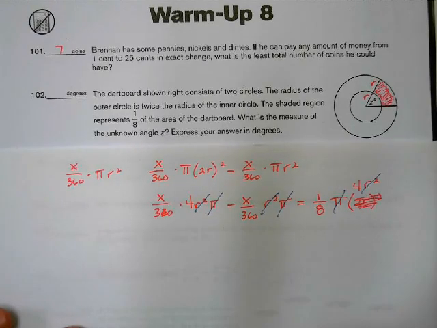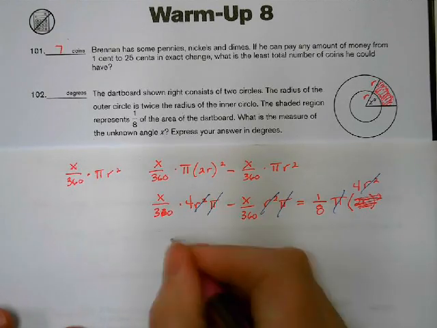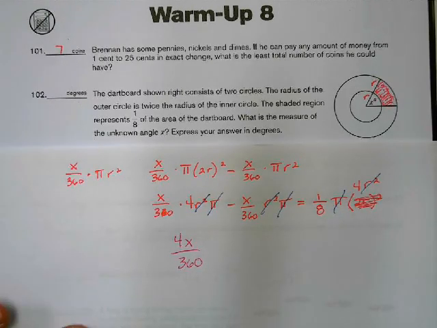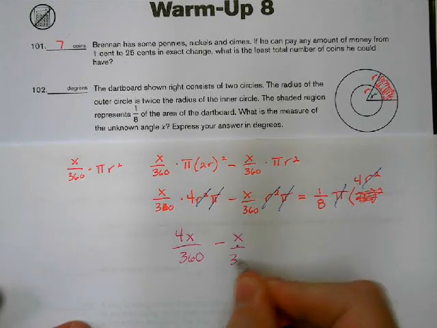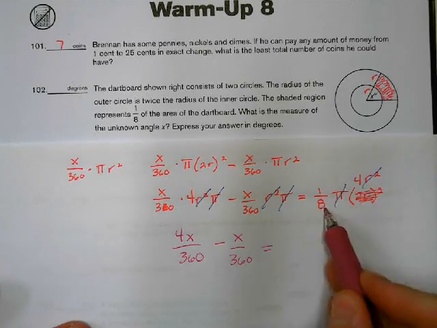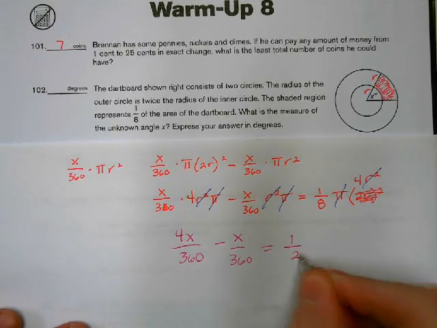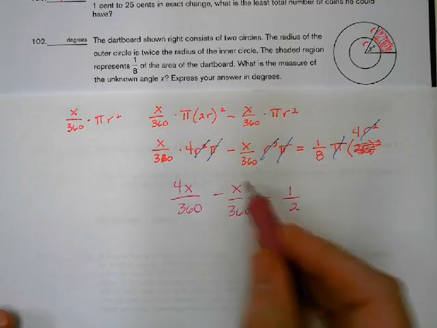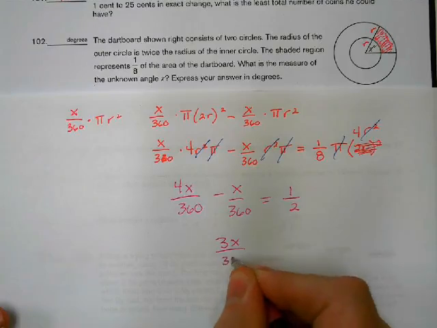Over here, on this section, I'm left with 4 times x over 360. That's 4x over 360. It's a different color. Over here, all I'm left with is x over 360. On the other side, I'm left with 4 times 1/8. 4 times 1/8 is 4/8 or 1/2. It's looking better. I can combine these. 4x minus x is 3x. So I've got 3x over 360 equals 1/2.